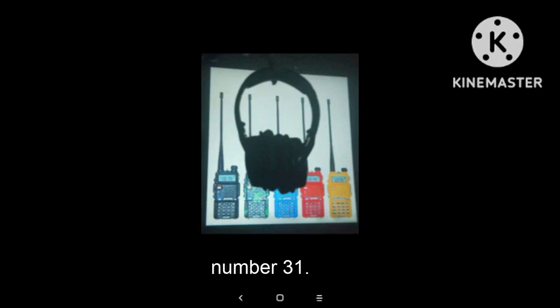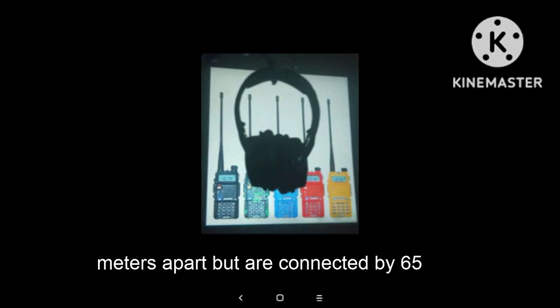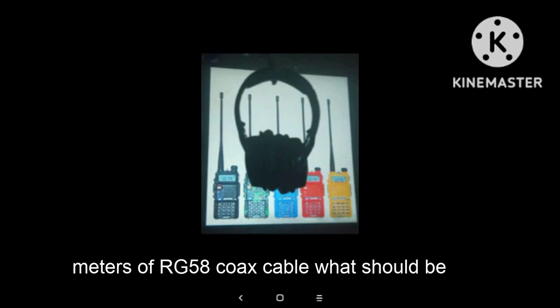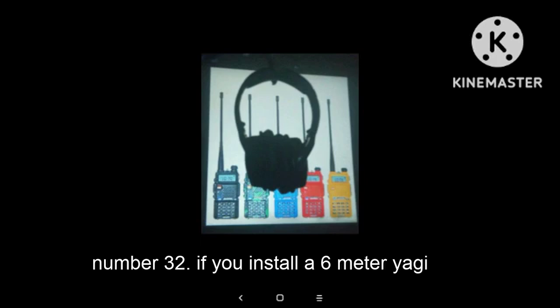Number 31. If your transmitter and antenna are 15 meters apart, but are connected by 65 meters of RG58 coax cable, what should be done to reduce the feed line loss? Shorten the excess cable.